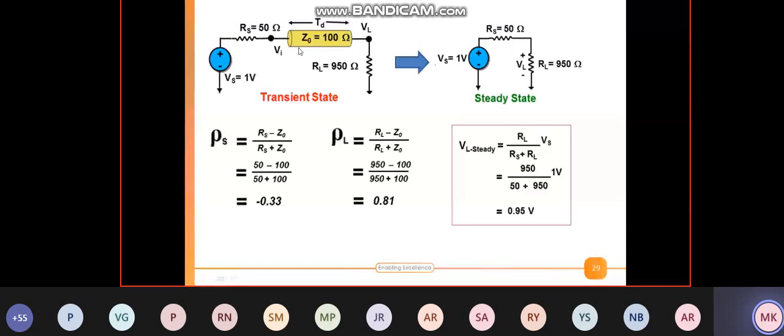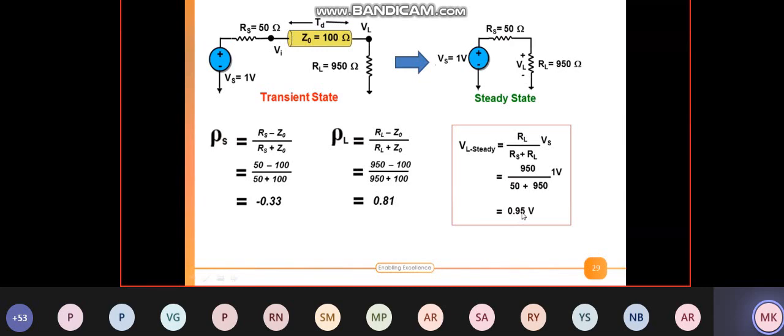transmission line impedance. When you put this into the formula, you see that at the source side you have a negative reflection coefficient, and at the load side you have a positive reflection coefficient. Once your signal reaches a steady state or bias condition of 1 volt, the circuit can be equivalently modeled as a voltage divider network, wherein the voltage at steady state will be somewhere close to 0.95.